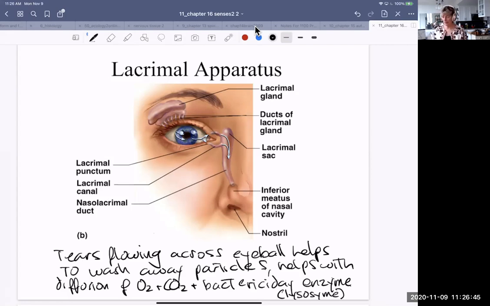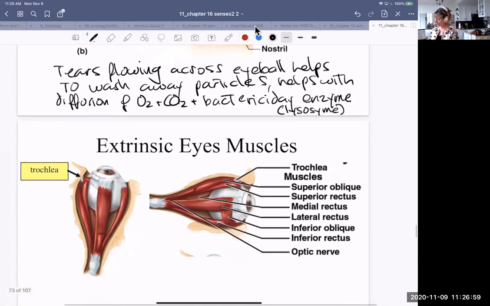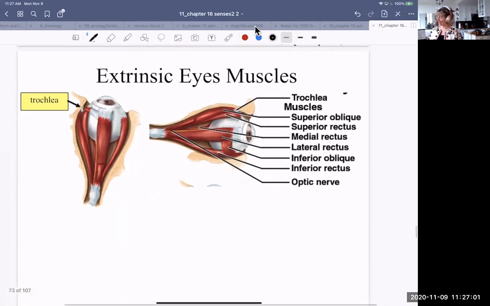So how are you at moving your eyes around? Can you move them up, down, left, right? Can you move them in a circle? So you can do that because you have eye muscles.